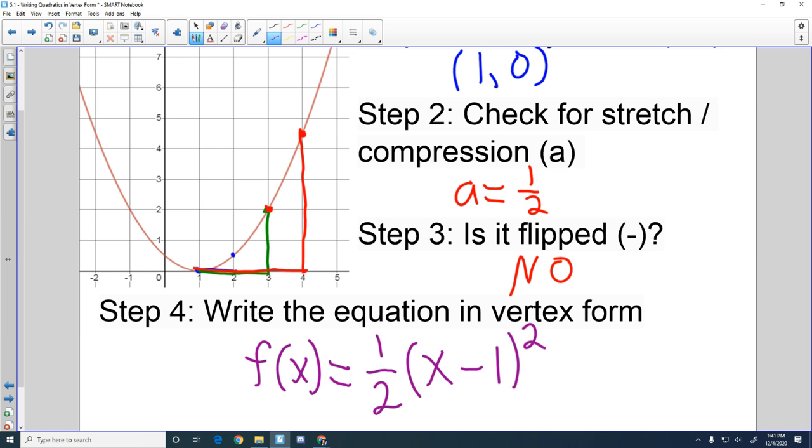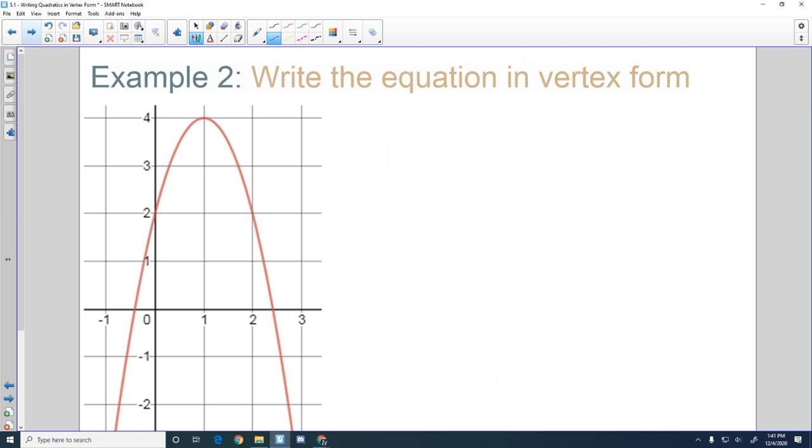Cool? Honestly, how are we feeling so far? It's okay, right? And that's the trickiest part, figuring out A. It's not that bad. It'll get worse. All right, so I just have 3 more practice ones for us to do together. All right?